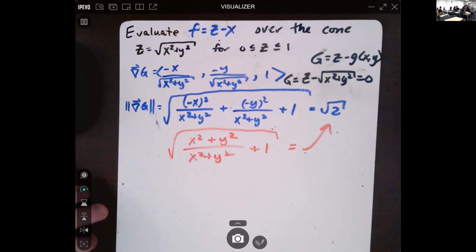So without putting in what those boundaries are, we have z minus x times the square root of 2. And this is in dx dy. And since we have dx dy, we don't want to use z. We want to use square root of x squared plus y squared.